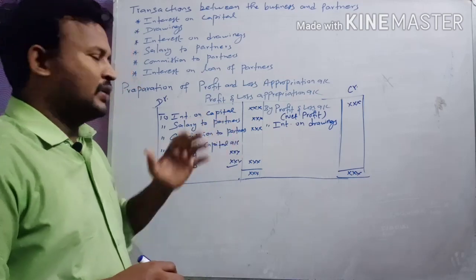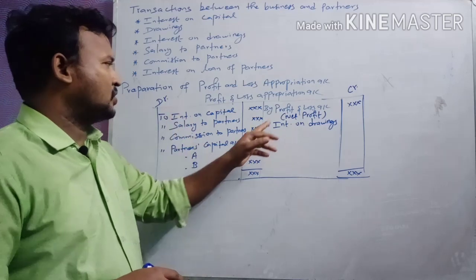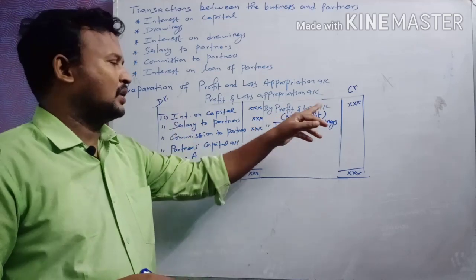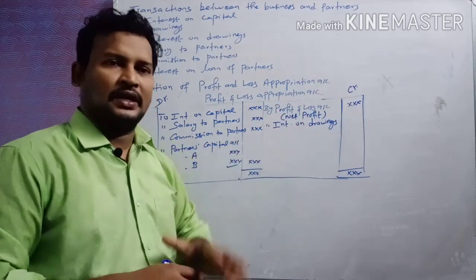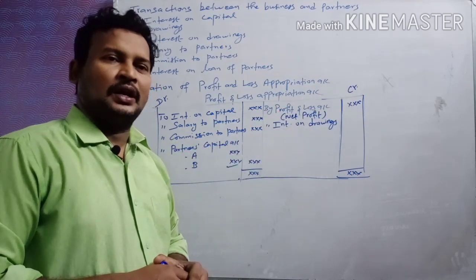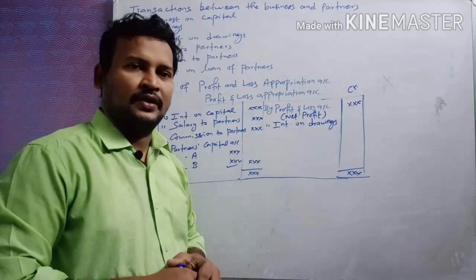See, I have written the format for profit and loss appropriation account. In this account, first you should write the profit and loss account. That means the net profit calculated in profit and loss account should be recorded in the credit side. If the company earned net profit according to profit and loss account, that should be recorded in the credit side.